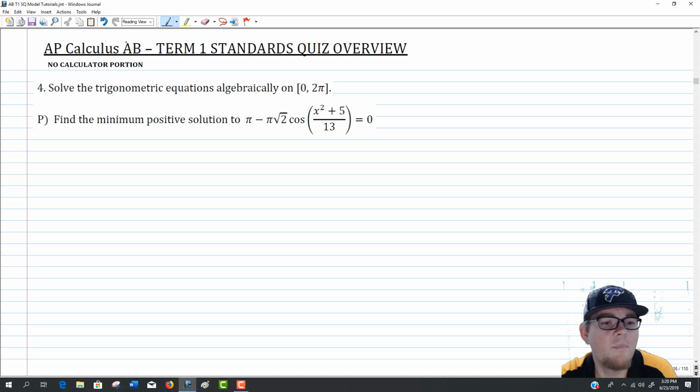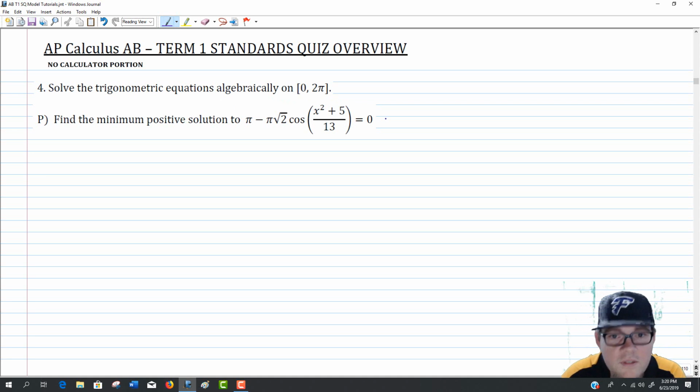This one asks us to find the minimum positive solution to a very funky looking equation. Let's just call it what it is. With these equations, you can sometimes be intimidated before you even start and think that this is much harder than it is. In truth, this is just the same kind of equation. We've just got extra algebra to do. That's all the plus question typically involves here, is extra algebra.